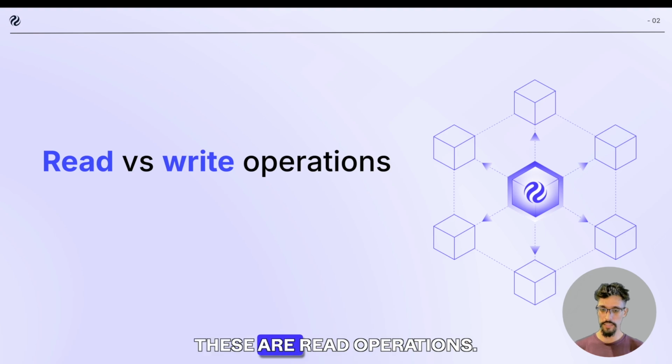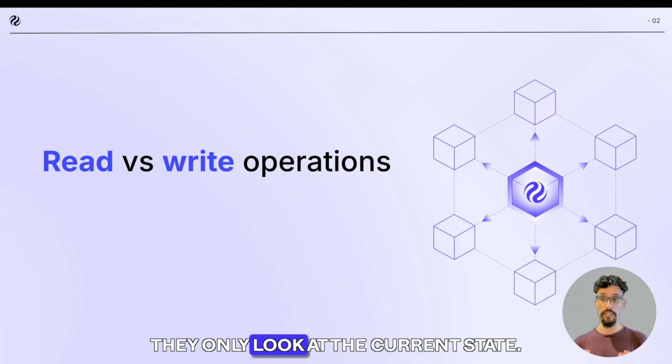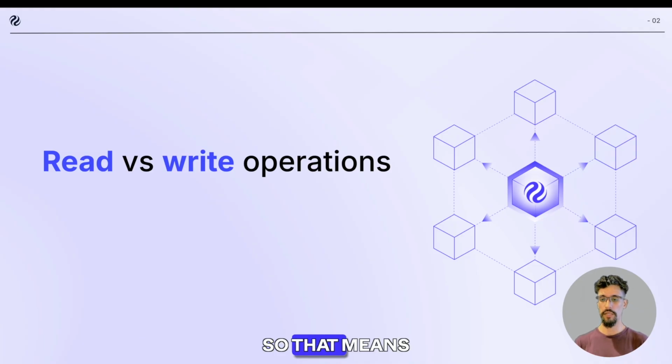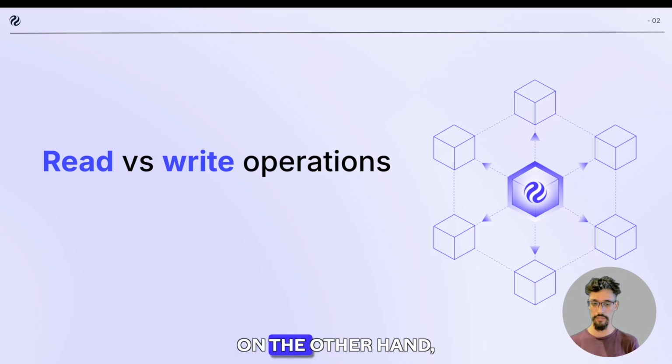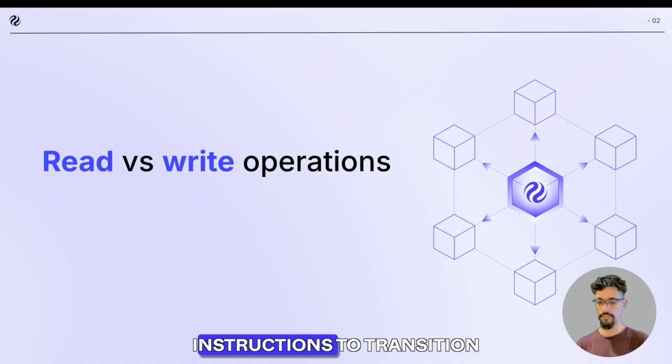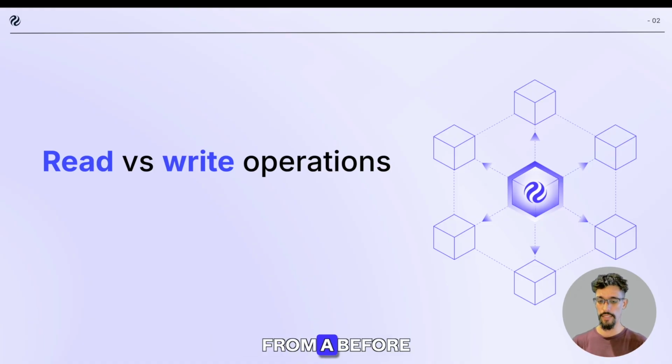For queries, these are read operations. They only look at the current state. They don't actually change the state. So that means that they are free to do, and they're also pretty fast. Now, transactions, on the other hand, they are write operations. These are actually instructions to transition from a before state to an after state.